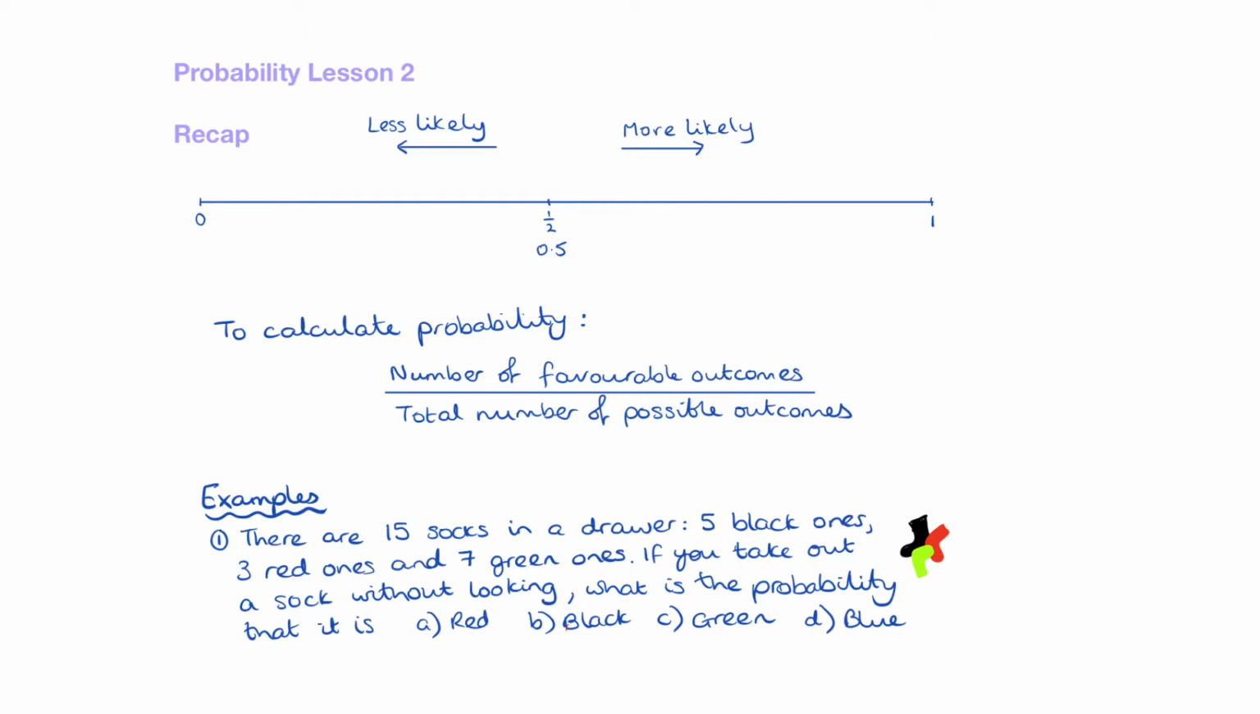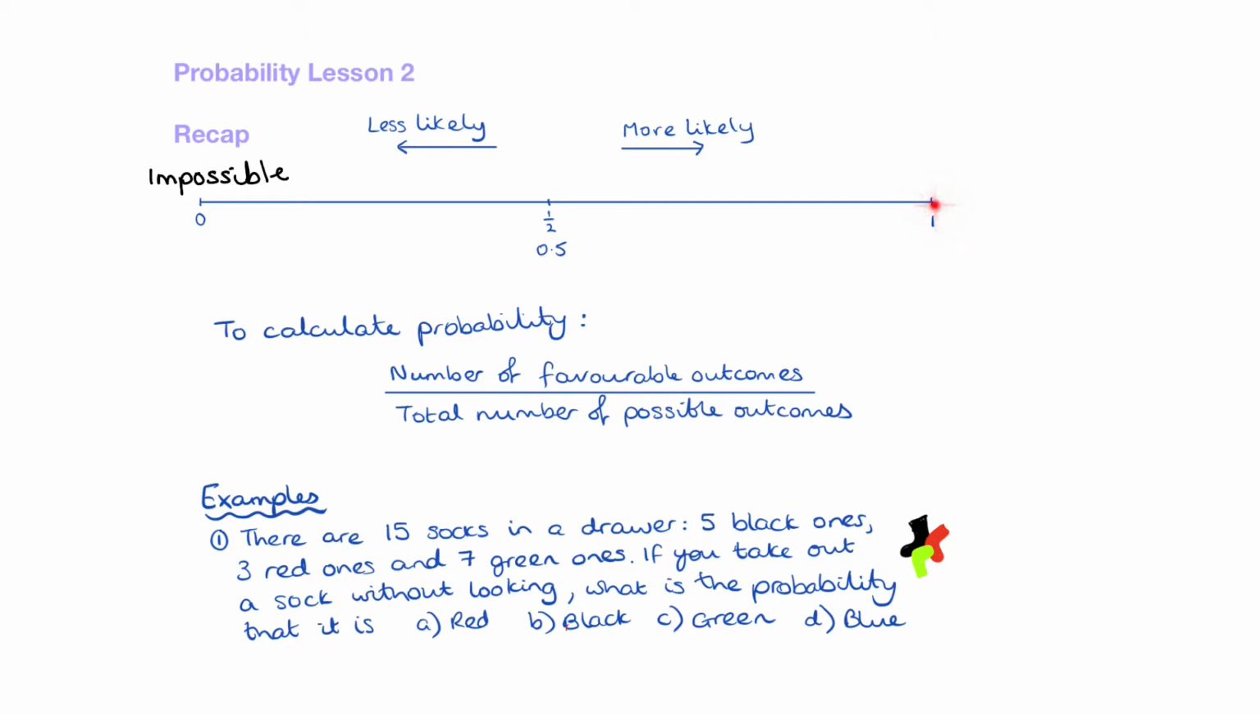So remember, this line goes from 0 to 1. If an event is at the 0 end, that means it is impossible. Okay, there is no way at all that an event with probability 0 can happen. It's completely impossible.